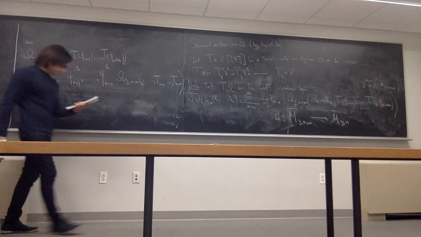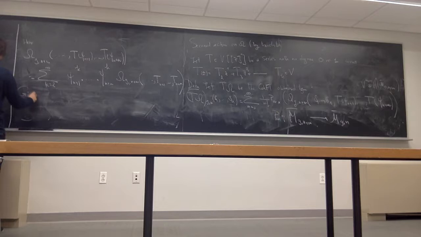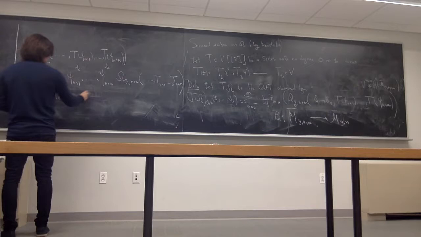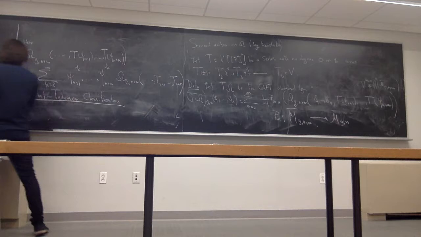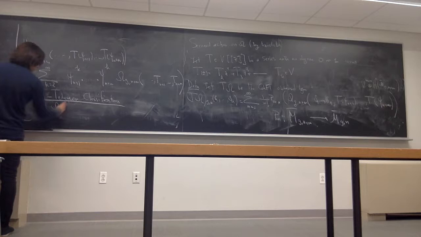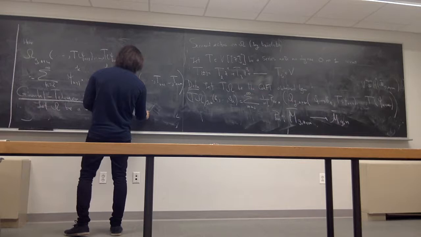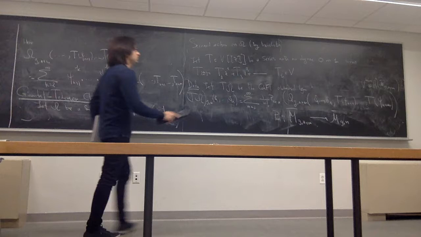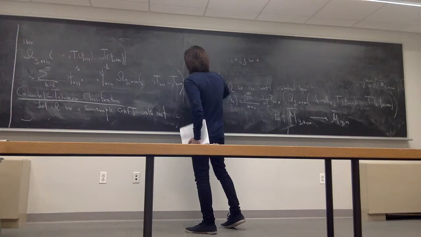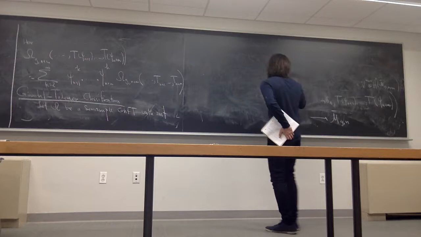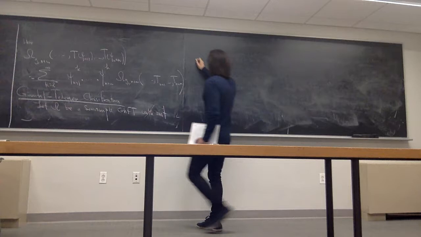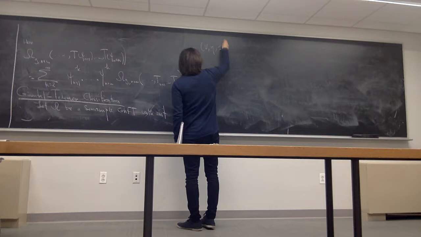Now, given Givental-Teleman classification. What was that about? Let omega be a semi-simple cohomological field theory with unit on some vector space V. So on the data, 1, okay? This is the unit of V.